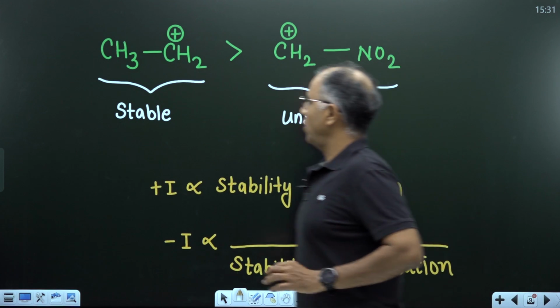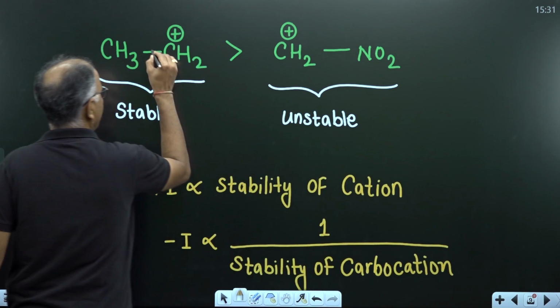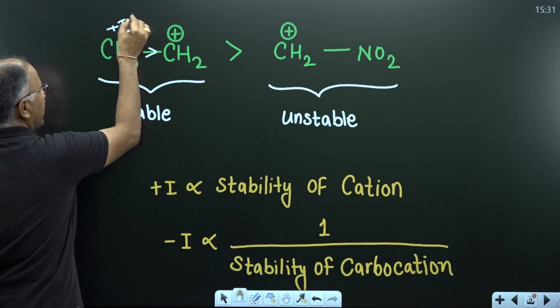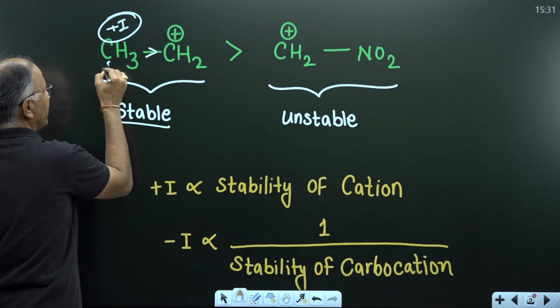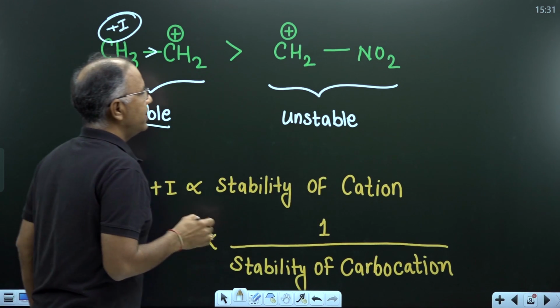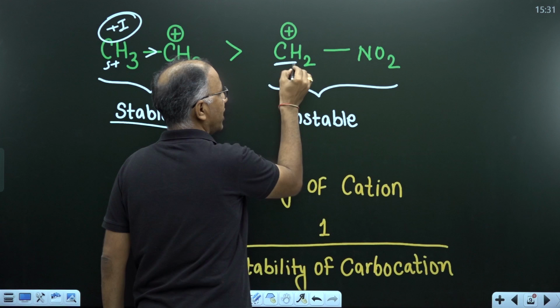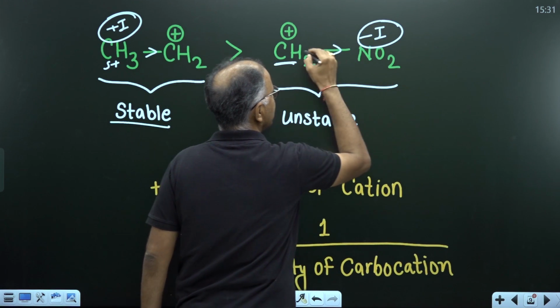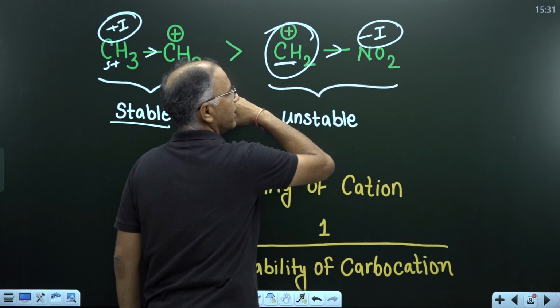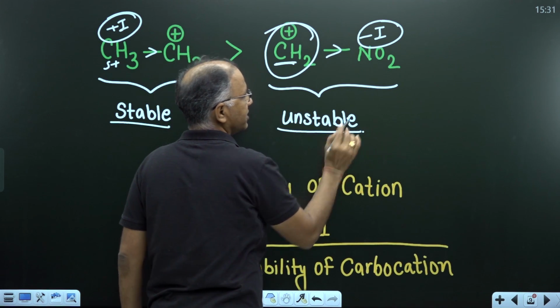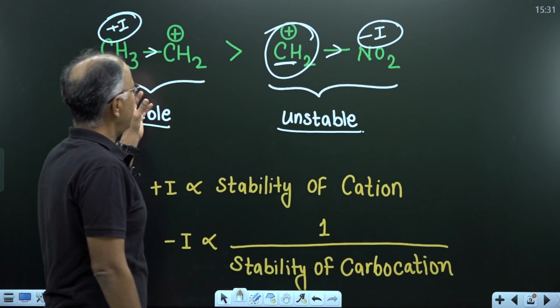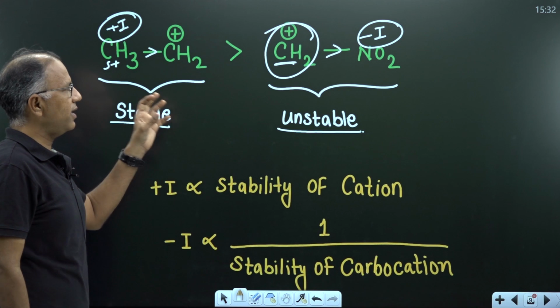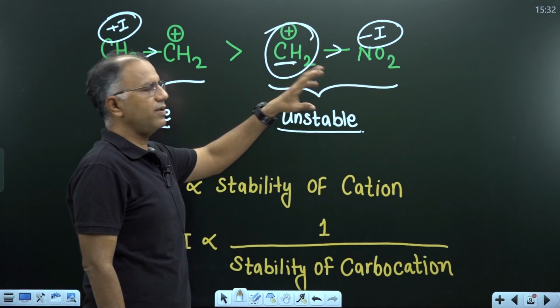Now, you have to remember that if there is a plus I effect on a carbocation, it is stable because of dispersion of charge. Although carbocations are electron deficient, if we introduce a minus I effect, the positive charge becomes more deficient, which means it is highly unstable. So plus I effect will increase the stability of a cation, and minus I effect will decrease the stability of a cation.